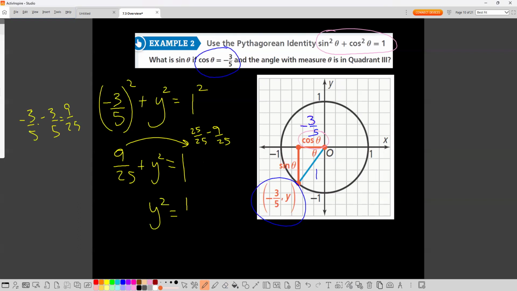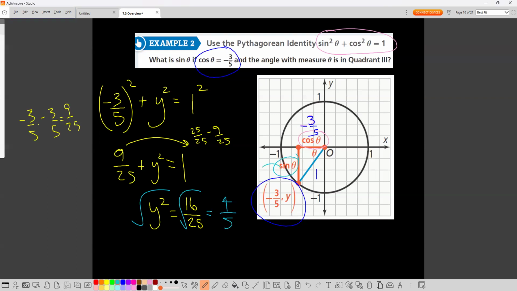I'm getting like 16/25. And then we want a plain y, not y squared. So we're going to square root both sides. Square root of 16 on top is 4. Square root of 25, we've got a 4/5.